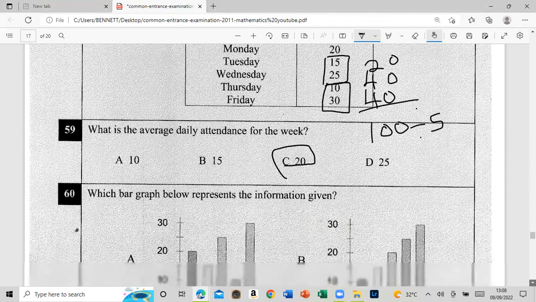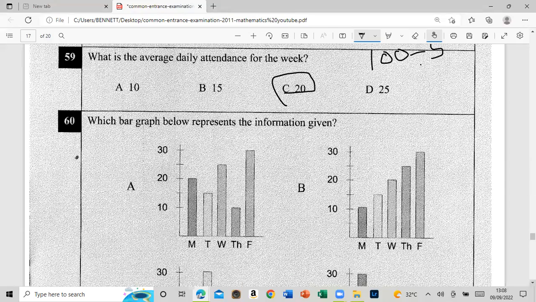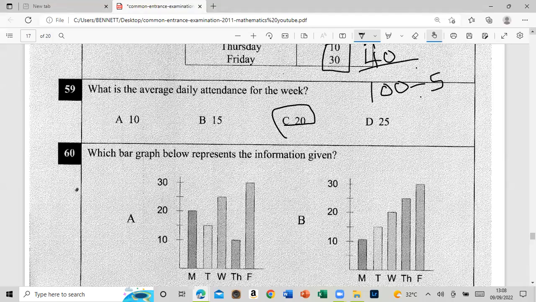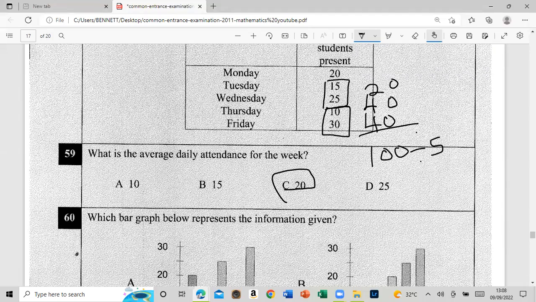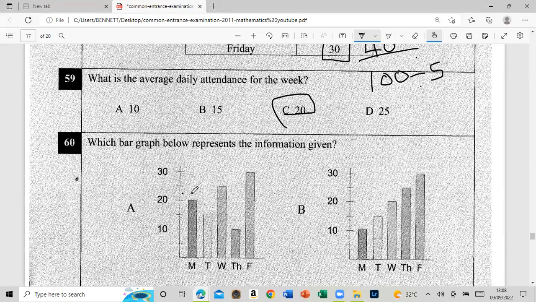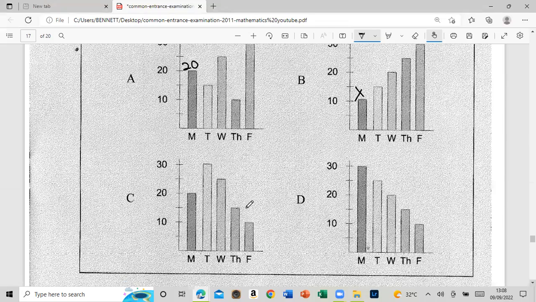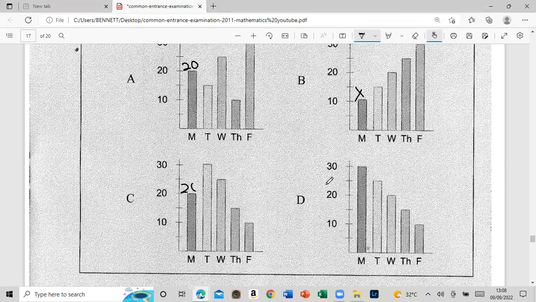Now let's move on to 60. Which bar graph below represents the information above? This one can be a little bit tricky. So let's look for Monday. Monday was how many? 20. So I can see which one has 20 for Monday. Alright, this has 20. So it can be this. This does not have 20 for Monday, so we eliminate that. And this possibly can be this. Yeah, it can be this because this has 30. So it's between A and C.